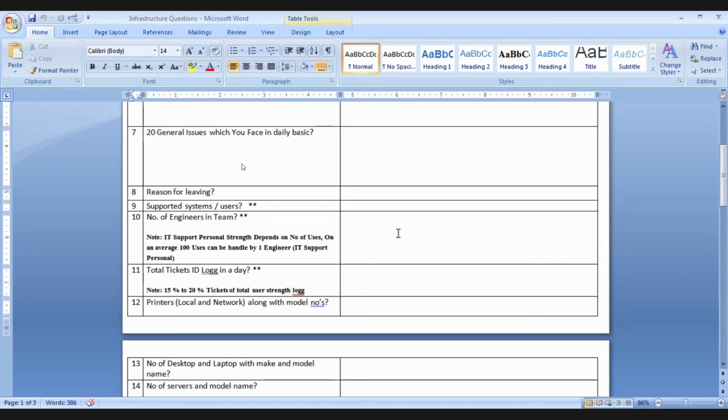It would be different, because they are into the direct support of the users. Direct support means they will give on-site support to the users. So desktop support people, in your desktop support roles, you directly approach the user's desk.